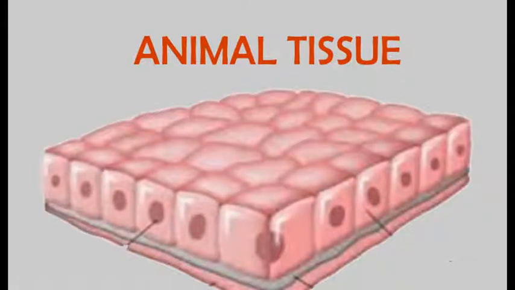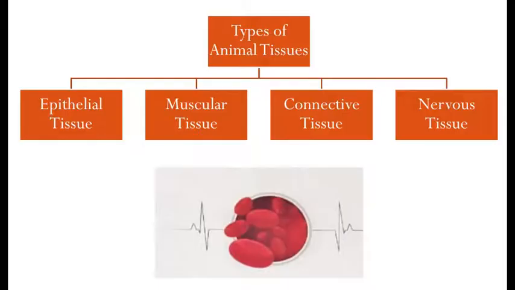In this video, we are going to see about animal tissue. Animal tissues are classified on the basis of the type of cells, amount of intercellular material and their functions. There are four basic types of animal tissue. First one is epithelial tissue, and then muscular tissue, then nervous tissue, and at last connective tissue.